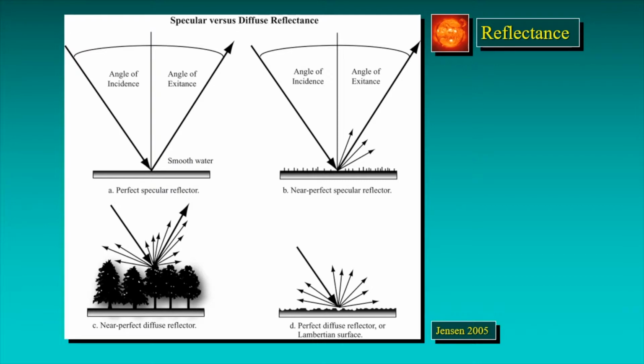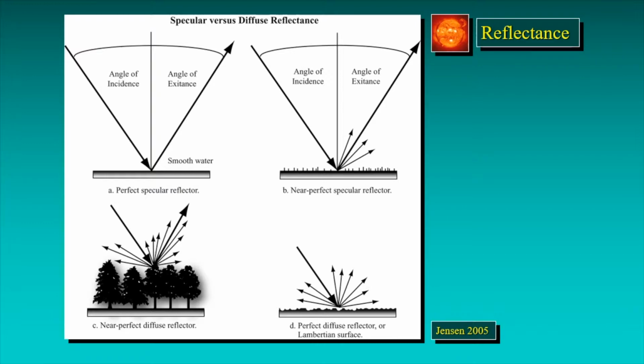With a smooth water surface being an example of a perfect specular reflector, we have a near perfect specular reflector in the upper right-hand corner of this figure. But there is a little bit of roughness to this surface, so the angle of exidence, even though it's predominantly in one direction, there are some other vectors for the angle of exidence for some of those photons being reflected from that surface.